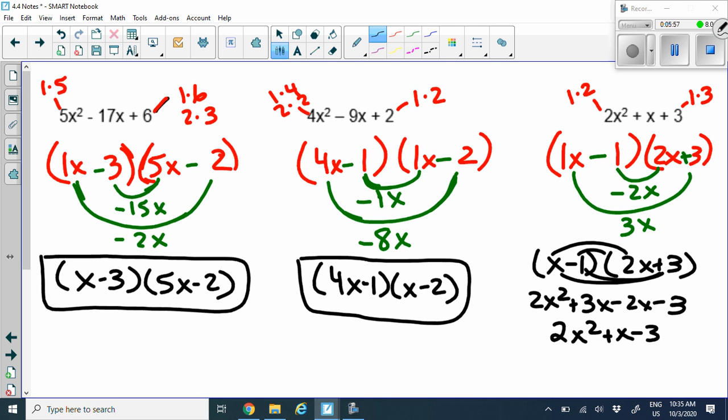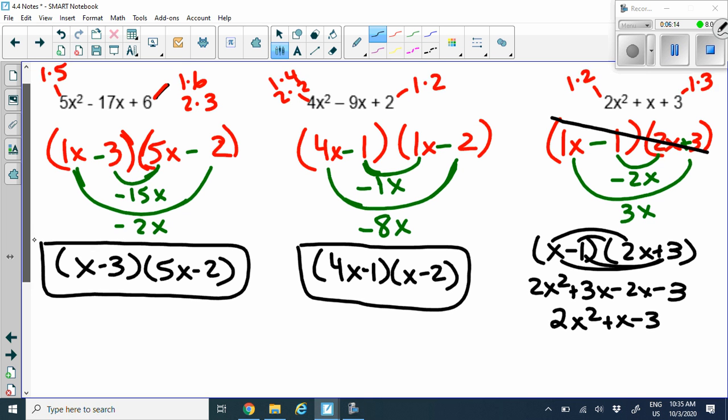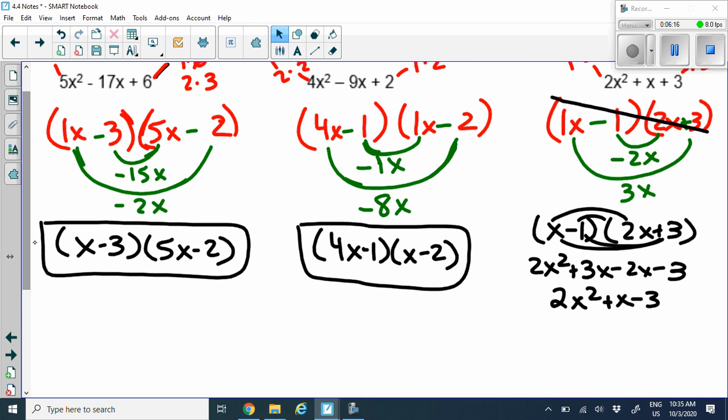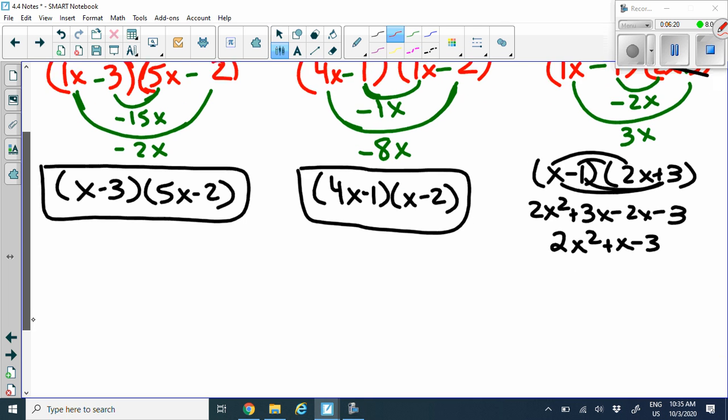But is that the same as our original problem? No, because this is a positive here, right? So we have a positive 3, but when we FOIL it out to see if it works, we get a negative. So actually, therefore, this doesn't work, though it seemed at first it did. Okay, now we can't say, oh, that's it. We have to go the other way and see if it works, okay?